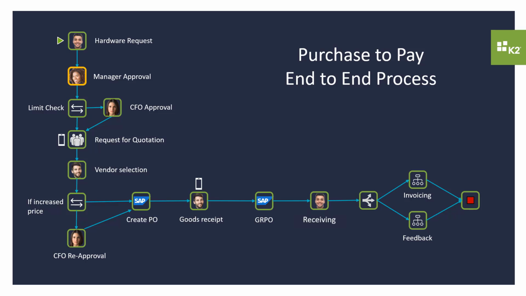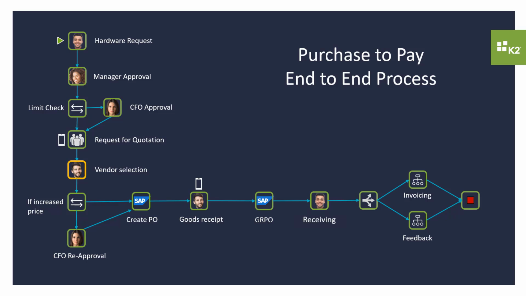After her positive approval, the process checks on budget limits. This is 1,000 euros for John's role. If the limit is exceeded, a second approval by CFO, in our demo Mary, is required. After all approvals, the process queries the potential vendors for the requested materials and sends out a request for quotation.